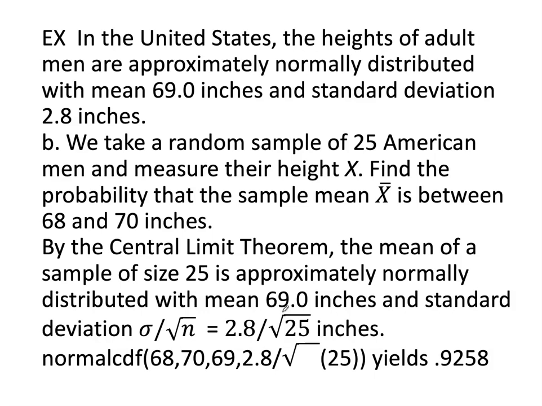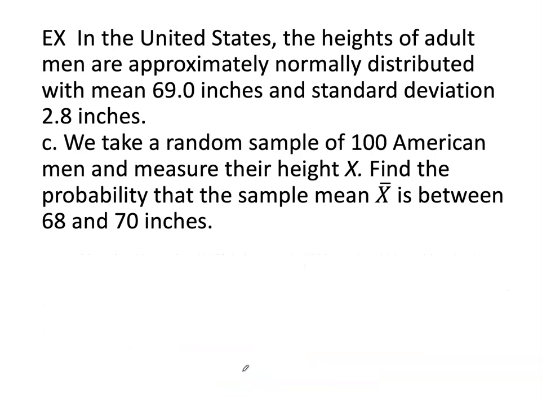So again, by the central limit theorem, we can calculate this using normal CDF on the calculator. Here are upper and lower bounds, the mean, 69, and then we would just enter this on our TI, 2.8 / square root 25, and that yields 0.9258. So if you have a sample of size 25, that's the probability that the sample mean of those 25 guys is going to be between 68 and 70 inches tall.